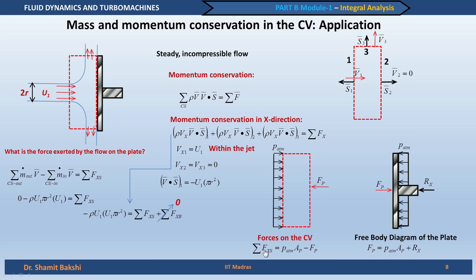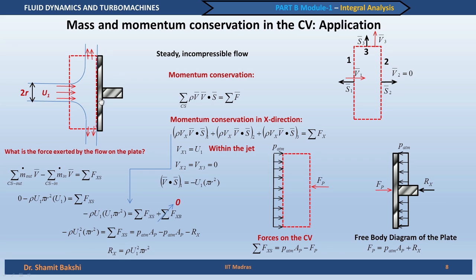You can get directly the value of Fxs, which is basically minus of Rx. So, if we plug in these values here, we directly get the value of the reaction force acting on the plate, and that is the force Rx, the force which is exerted by the flow on the plate. Rx is essentially the reaction force experienced by the plate. That means this is the force which is exerted by the fluid on the plate.